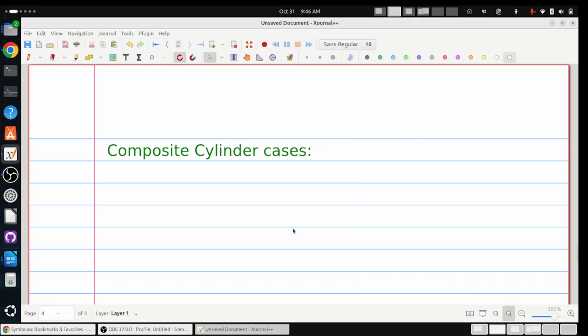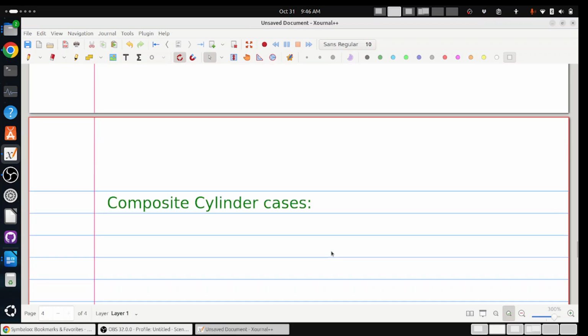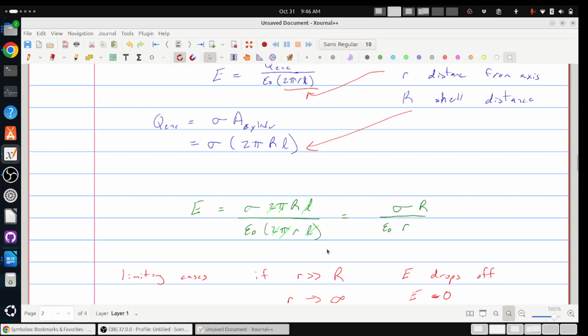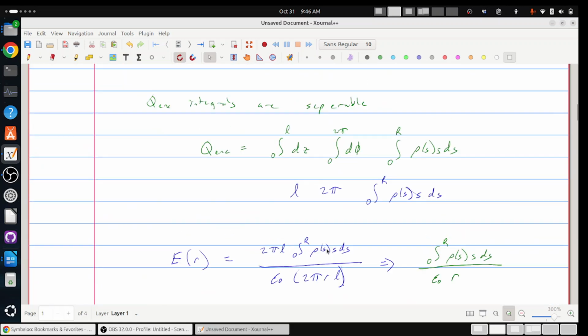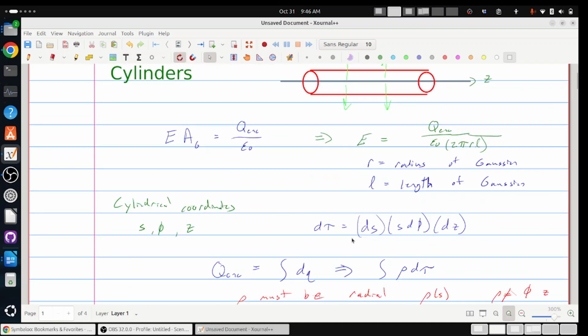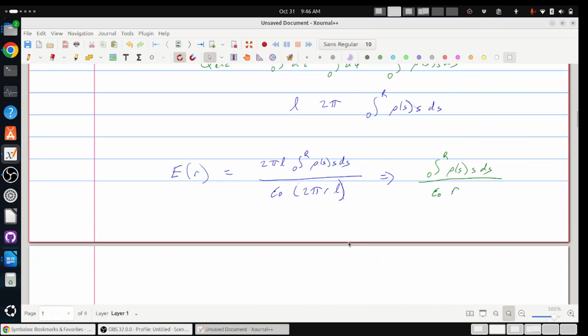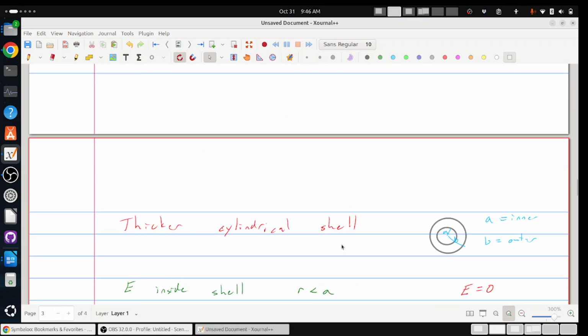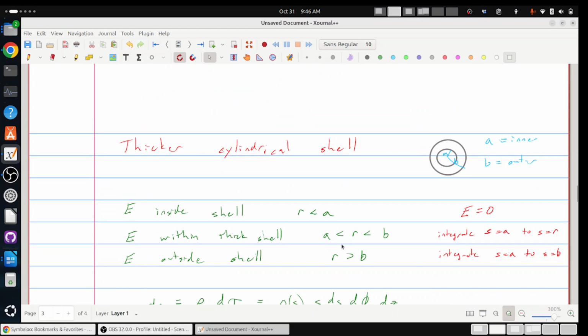So now we're going to talk about some composite cylinder cases. This is the next in a line of videos that we've talked about, looking at the Gaussian application for various different things. So far we've looked at solid cylinders, and we've looked at thin shells, and then we looked at thick shells.